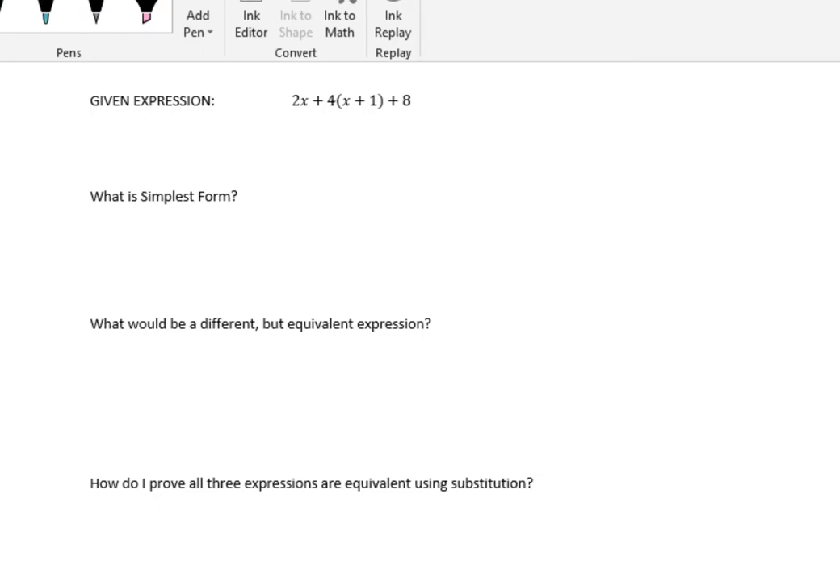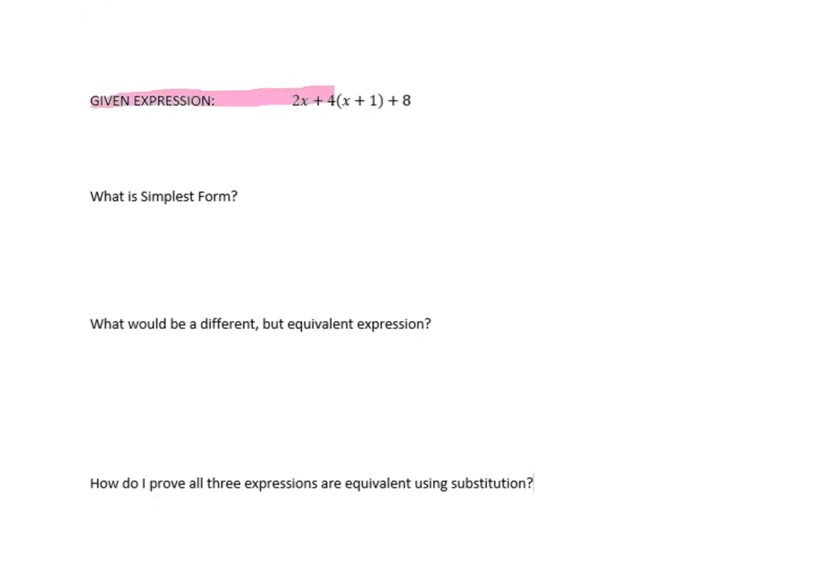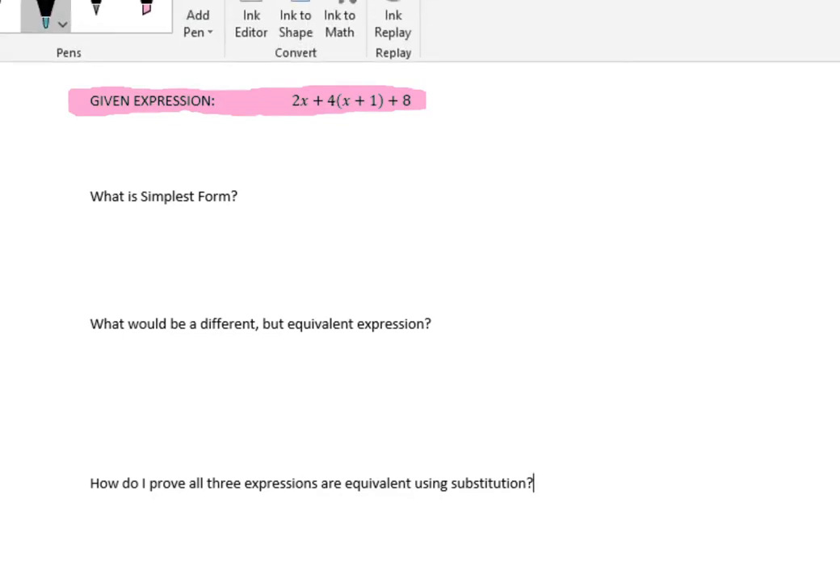Let's talk about equivalent expressions. So here we see I have a given expression, 2x plus 4 times the sum of x and 1 plus 8. First thing is, how can I simplify this expression?